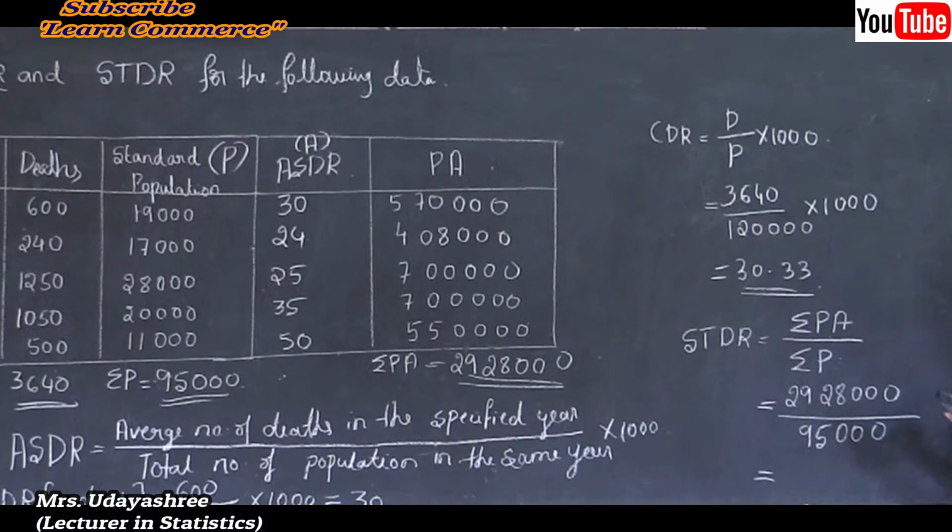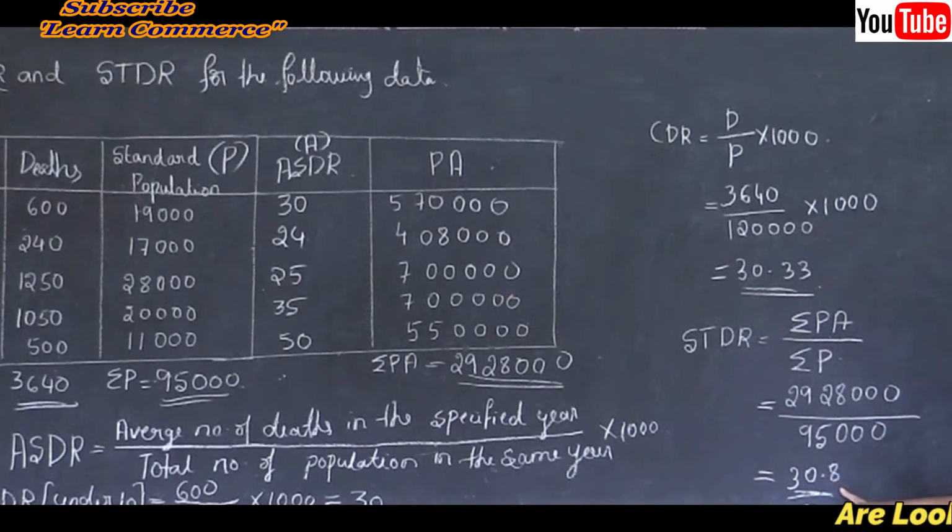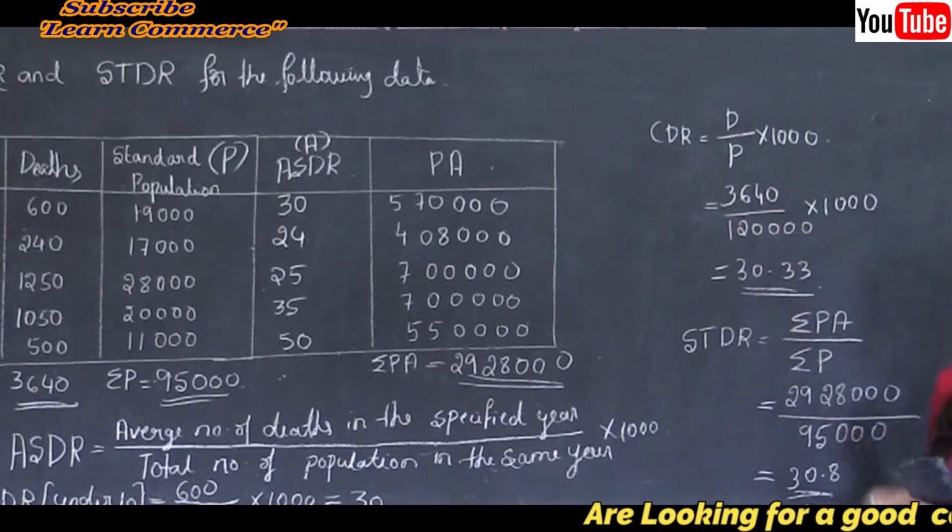This is equal to 29,28,000 divided by 95,000, that is 30.8. So here STDR for this observation is 30.8 and CDR is 30.3.